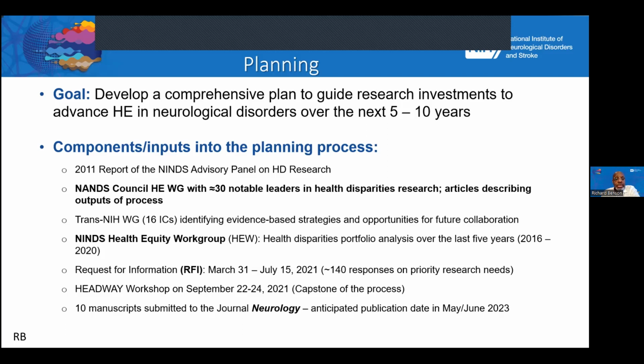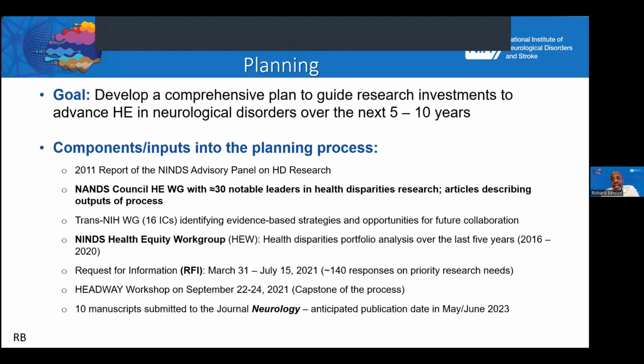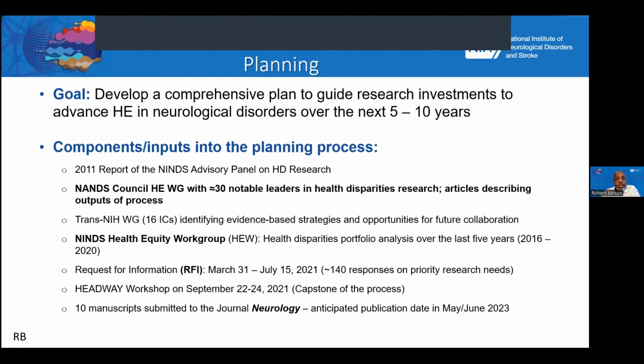We had a request for information and a workshop that can be viewed online through our videocast. Excellent if you have a chance to see it, and you can get it from our website. We have a series of 10 manuscripts that will be published in Neurology in August of this year, open access. It outlines the whole process, the background for what we're doing, and the recommendations. It's very instructional in terms of what investigators interested in doing health equity research should consider in their research projects.